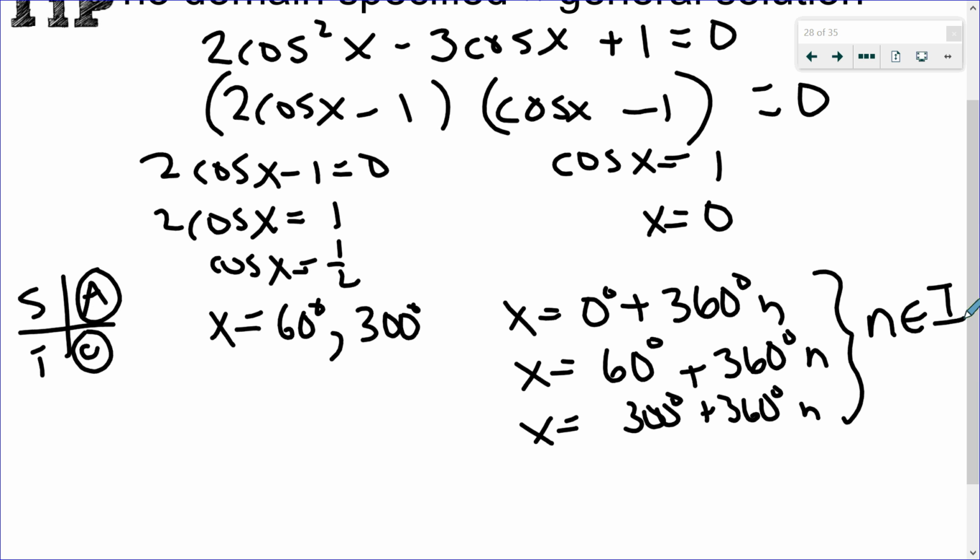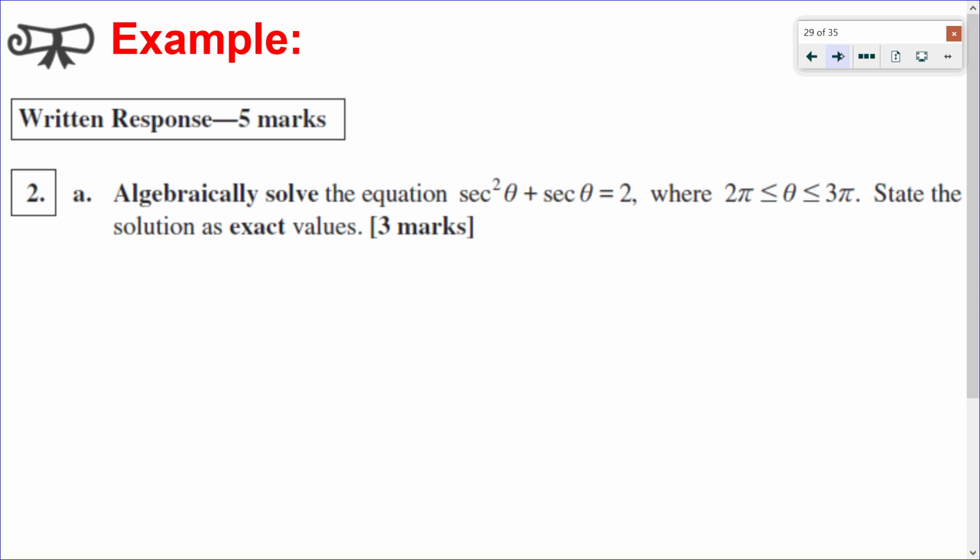So I can check all of my solutions in my calculator to make sure that I'm correct. Okay, I wanted to do a diploma example with you. This is a written response question. So written response, really important that you guys are showing your work.